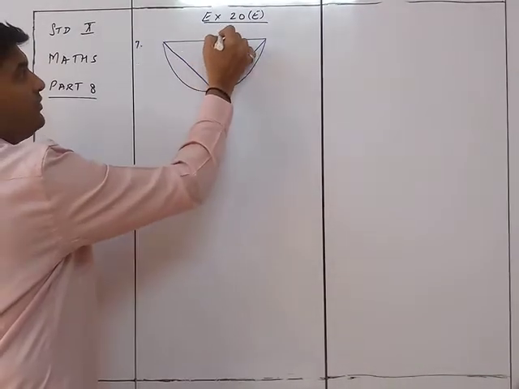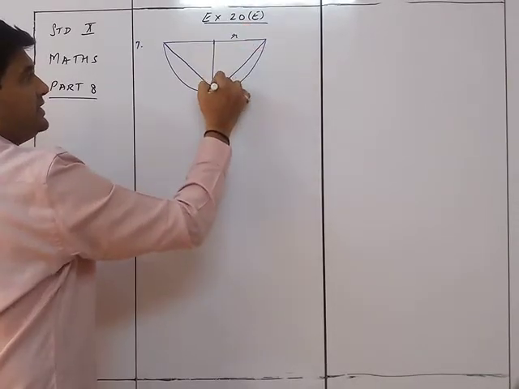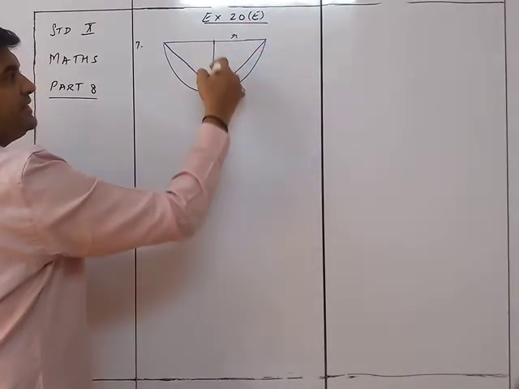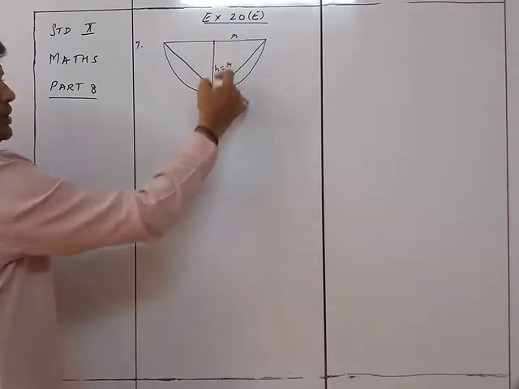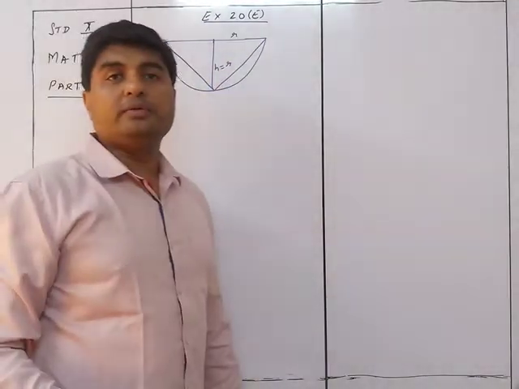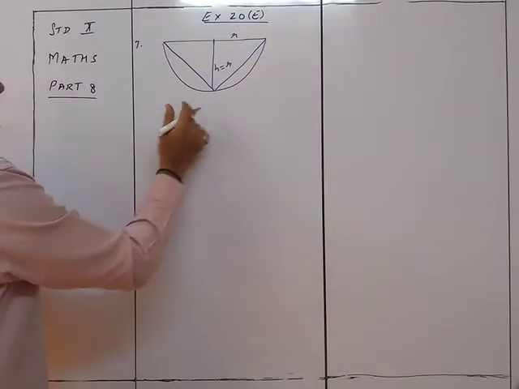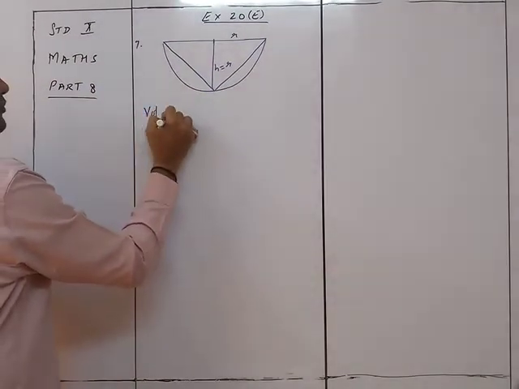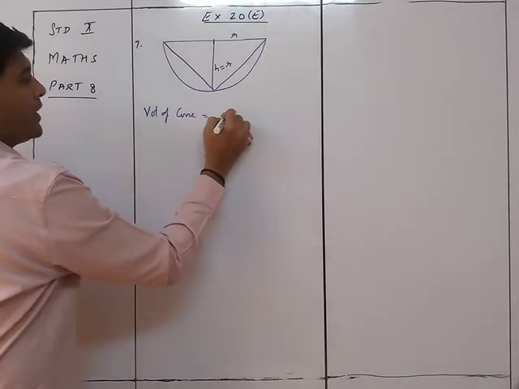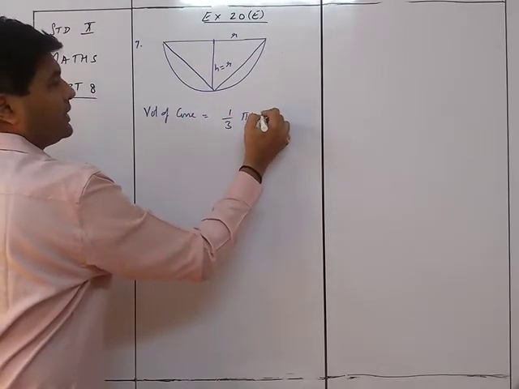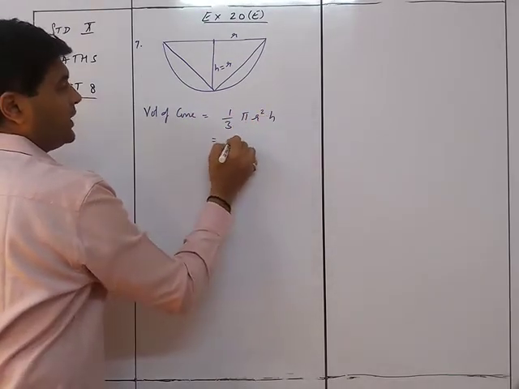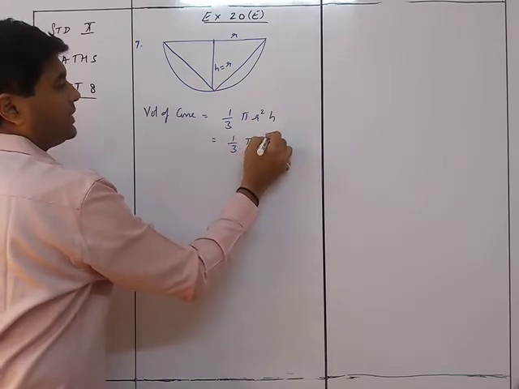Over here, if this is r and this is h, it will be seen that this h is also equal to r, because h is nothing but the radius of the hemisphere. That's why it will also be r. So the volume of the cone will be equal to 1 upon 3 pi r square h, which is equal to 1 upon 3 pi r cube.